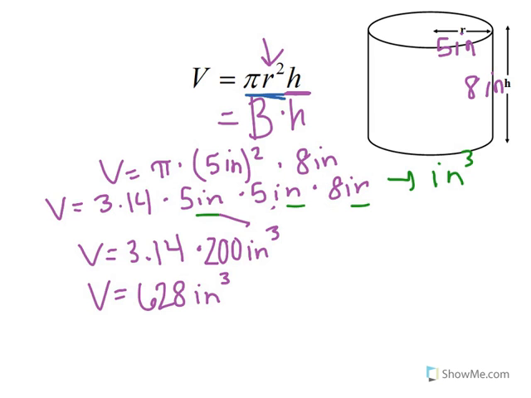Just remember your difference between radius and diameter. So if I was given a diameter of 10 inches, I would have had to divide that by 2, cut it in half, to find a radius of 5 inches to then put into that equation.